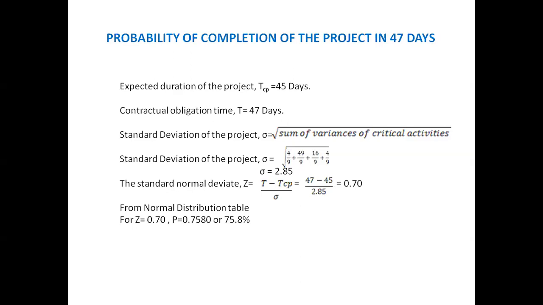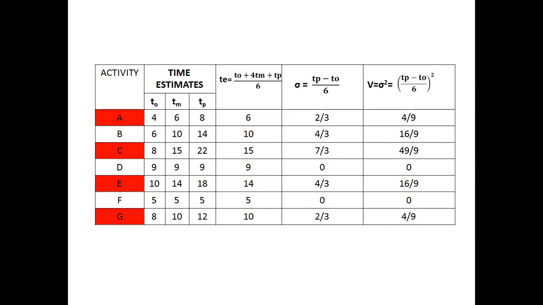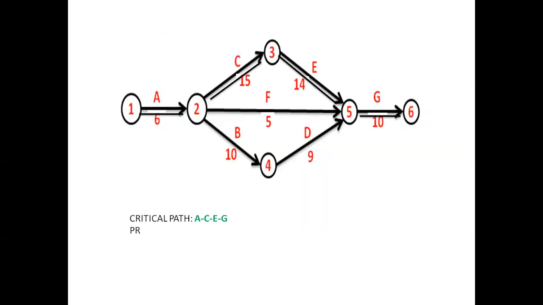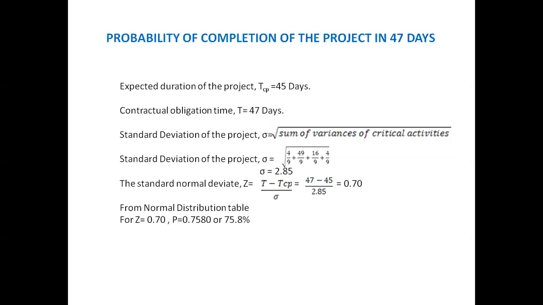Here, for the standard deviation of the project, under the square root, the variance of activity A is 4 by 9, for C it is 49 by 9, for E it is 16 by 9, and for G it is 4 by 9. So under the square root of 4 by 9 plus 49 by 9 plus 16 by 9 plus 4 by 9 will give 2.85 as the standard deviation. This is the standard deviation of the project.